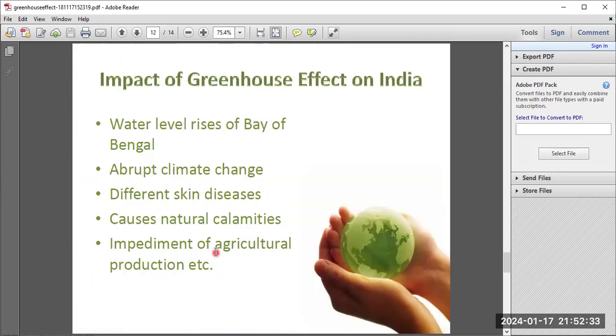Impact of the greenhouse effect on India. What is the impact of this greenhouse effect on India? Water levels of the Bay of Bengal have risen. Abrupt climate changes, different skin diseases, natural calamities, and impediment of agricultural products. The list is much longer, but we have just summarized some main issues here.